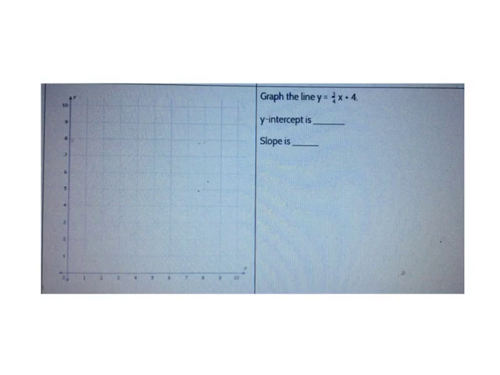Let's do another. Y equals 3/4 x plus 4. What's the y-intercept? The y-intercept is 4. What's the slope? The slope is 3/4. What's the first point that I could graph using my y-intercept? It's 0, 4.